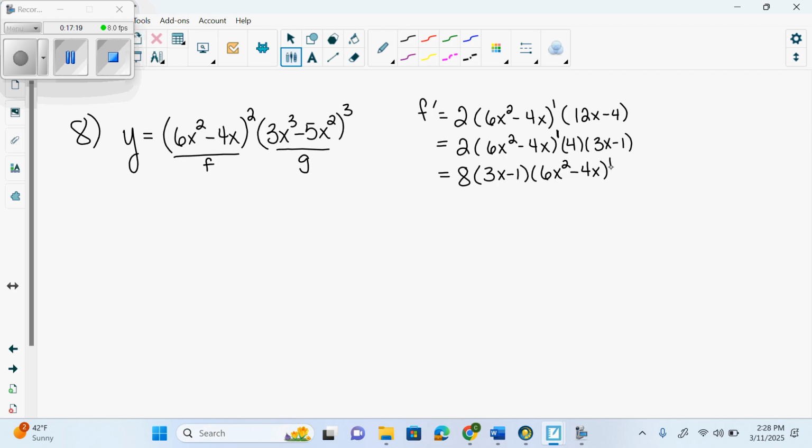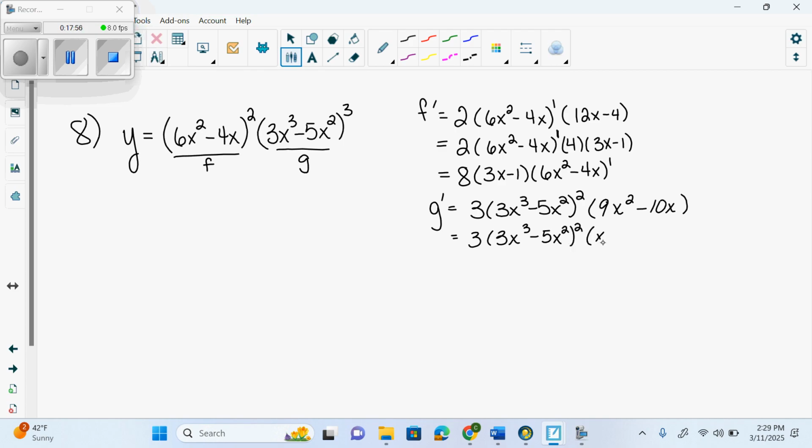Okay? Then G prime is going to be 3, rewrite it, 3x cubed minus 5x squared to the 2, which I can't take anything out of this because it's to the 2, okay, which means I have 2 of those. And then I'm going to follow behind with the derivative, which is 9x squared minus 10x. And then out of this bracket, I can take an x. I'm not going to ever take anything out of this chain ruled one. So I'm going to get 3. This is going to stay. And then I'm going to take an x out and be left with 9x minus 10.